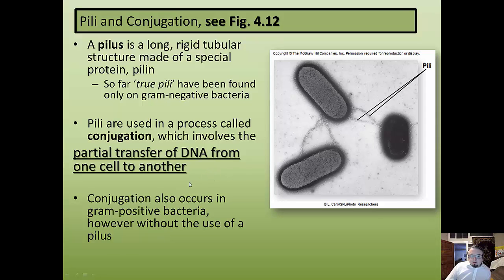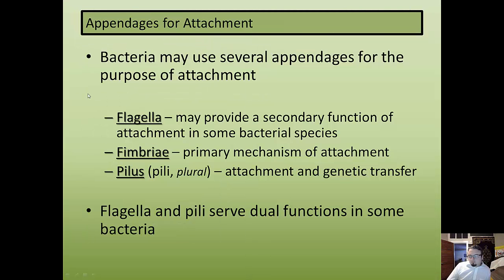But anyway, that's the third major type of attachment appendage. So you've got three ways for bacteria to attach. One of them comes from the flagella, which has a primary function of motility. Fimbriae are the bristle-like fibers, and the pilus is the mechanism for other bacteria to attach to each other. A major primary part of that is for genetic transfer, which is called conjugation.